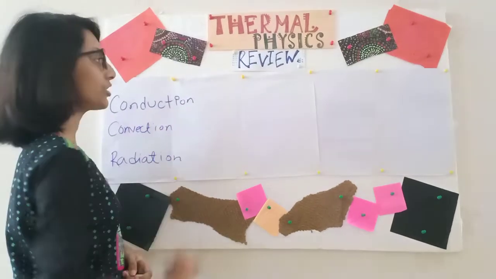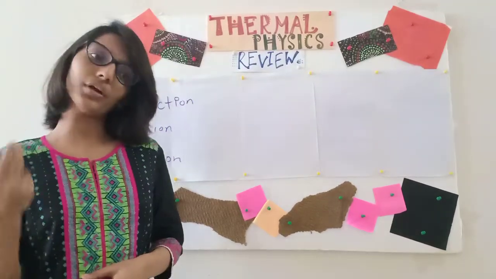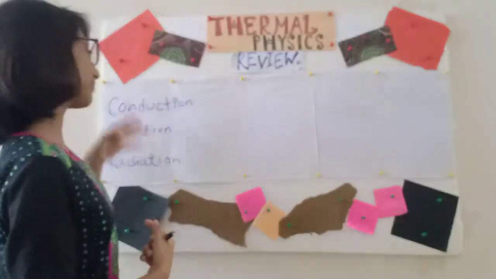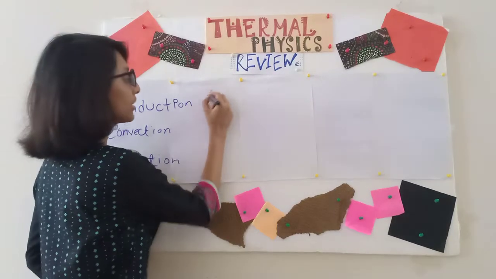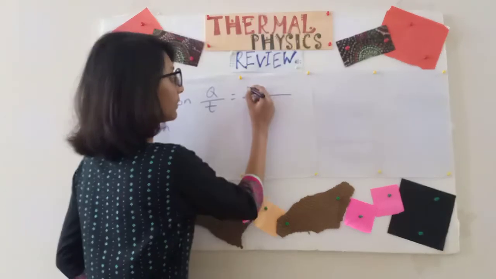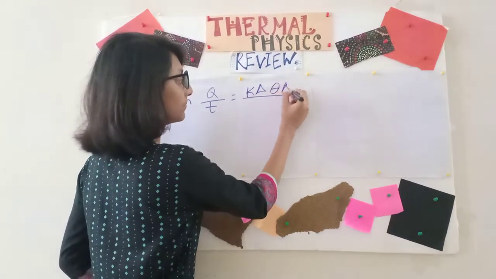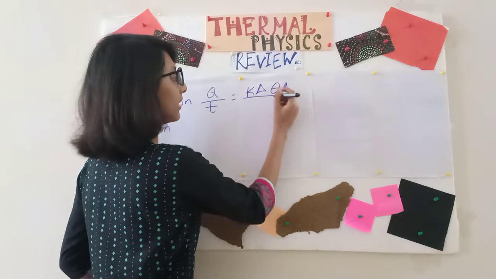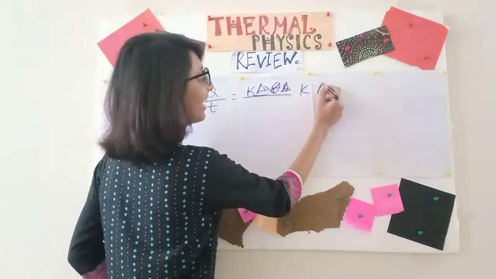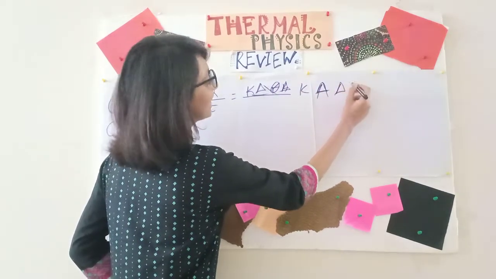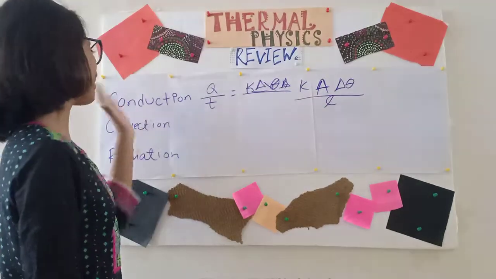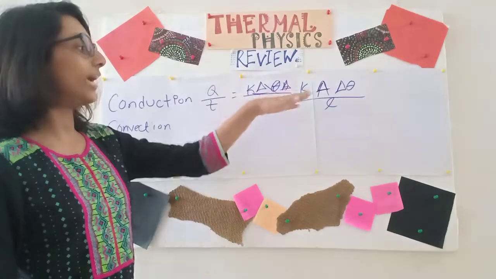We have studied the formula for calculating the rate of heat transfer for each of these processes. For conduction, the rate of heat transfer Q by T is equal to K A del theta by L. Sorry, okay, so the rate of heat transfer through conduction is Q by T equals K A del theta by L.